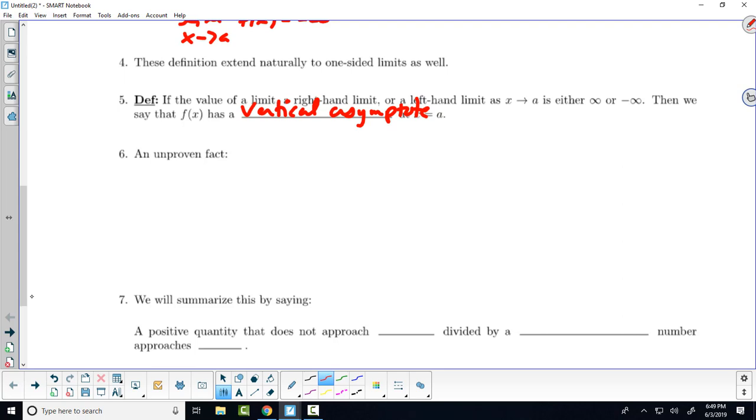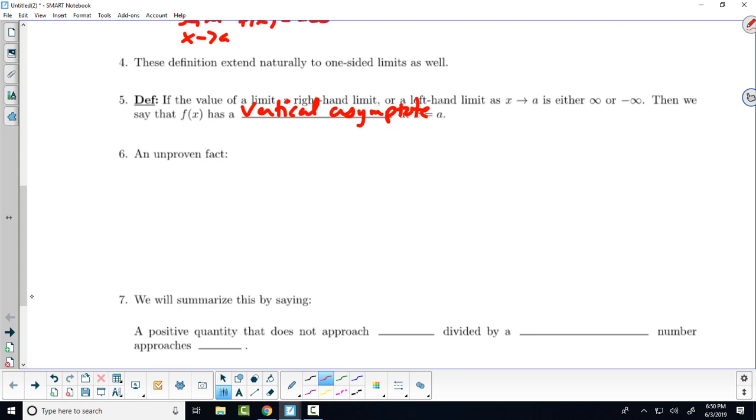You encounter asymptotes early on in an Algebra 2 course, but you don't usually get limits until later on. Really, a vertical asymptote is defined to be a situation where, as we approach a particular x value, the limit comes out to be either plus or minus infinity. When that happens, we say that there's a vertical asymptote there.